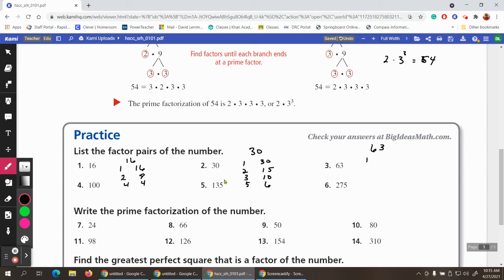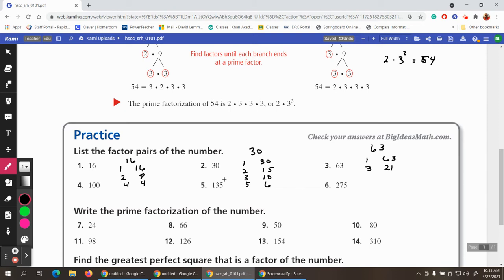63, again, 1 and 63. It's not even, so 2 doesn't work. 3 works. I'll pop that into my calculator. 63 divided by 3 is 21. So that's 3 and 21.